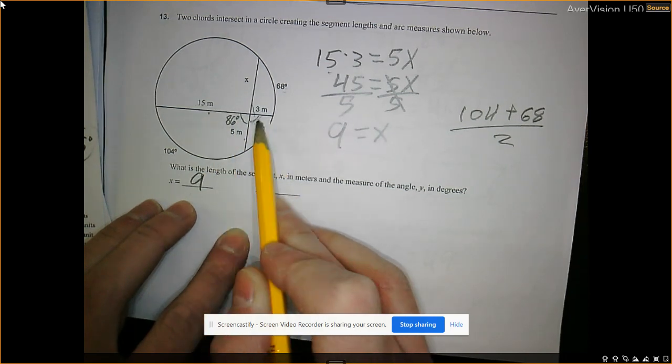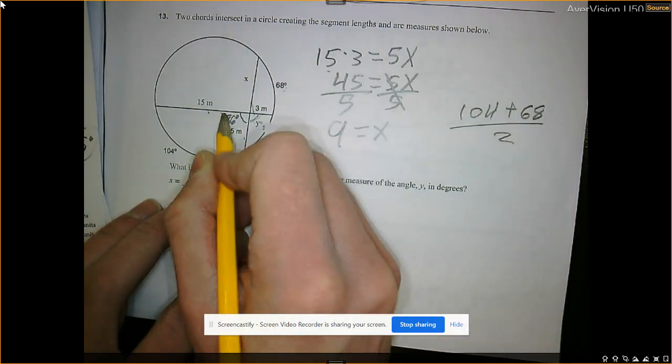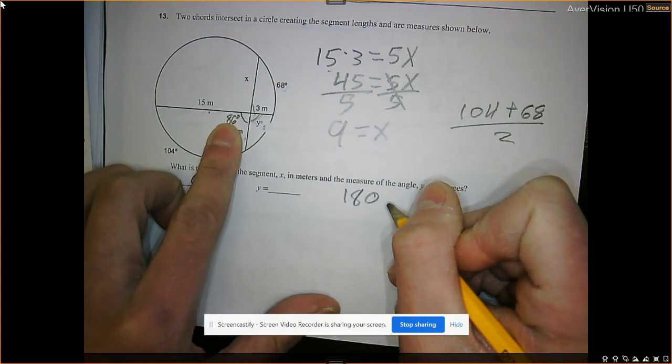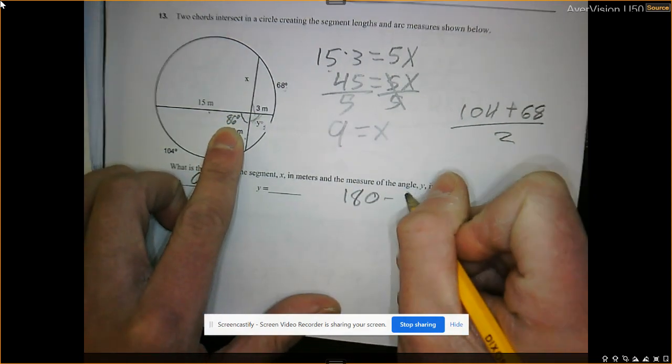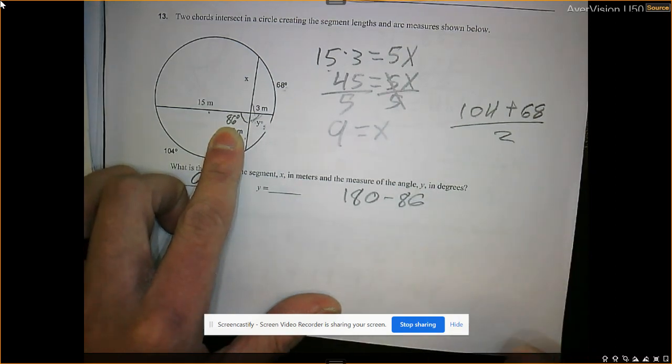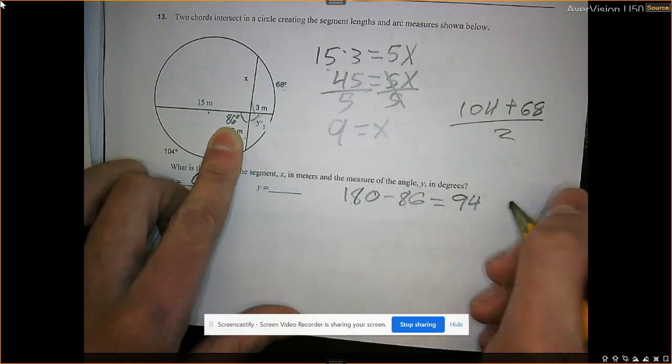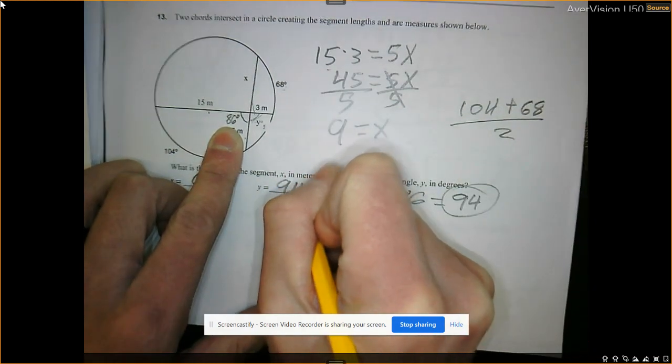Well, those form a straight line, so you could do, well, what does a straight line add up to? 180 degrees. So we're saying 180. 86 of it is being used here, so 180 minus 86 is going to give us Y. Well, 180 minus 86, that's 94. So that is Y, 94 degrees.